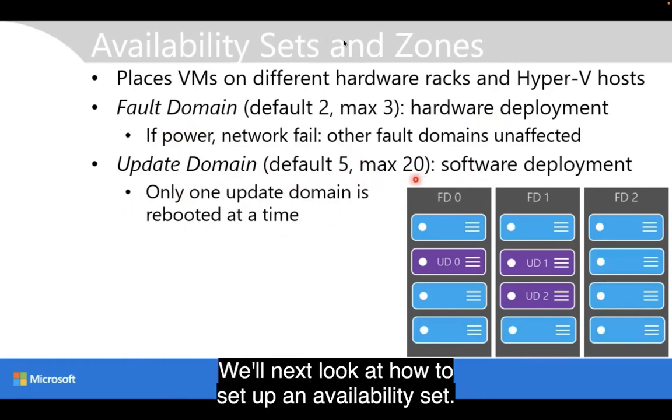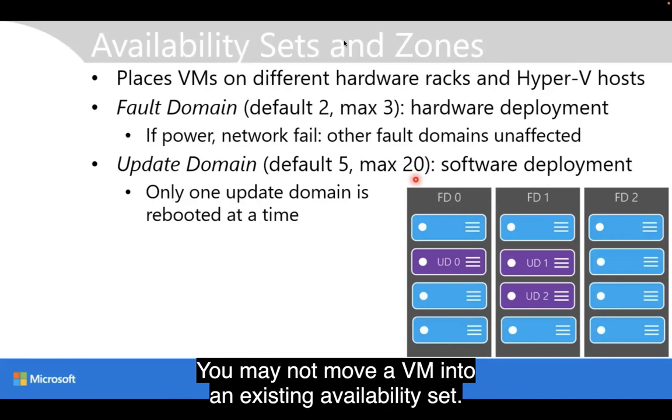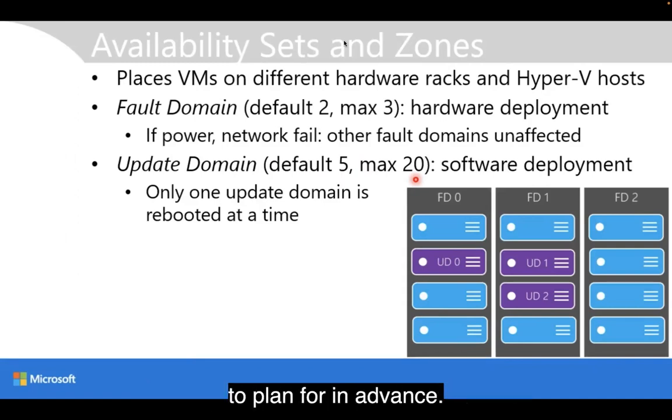We'll next look at how to set up an availability set. You must have one created as you create the VM. You may not move a VM into an existing availability set. You have to tear it down and rebuild it. So this is definitely something you want to plan for in advance.